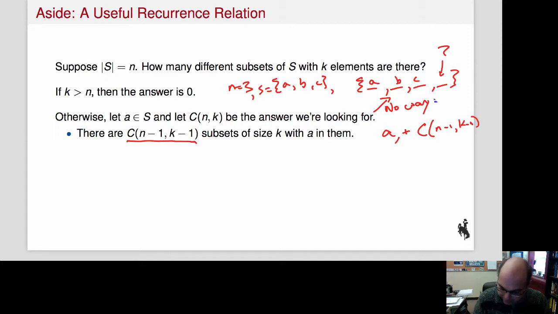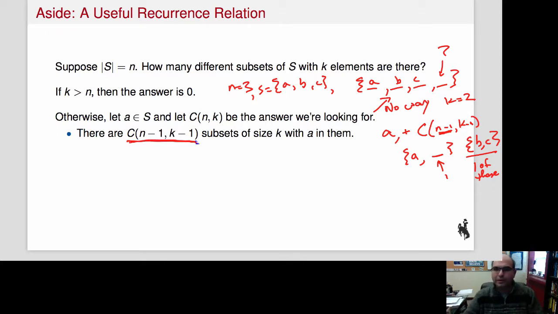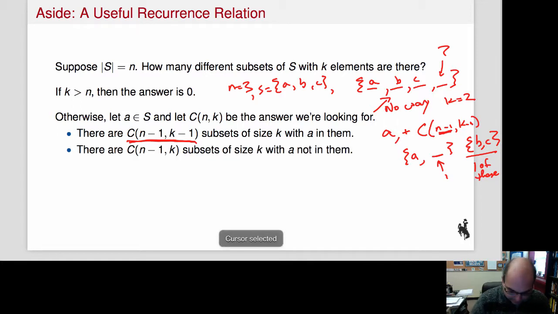In this particular case, let's say that k is equal to 2. I already picked A, so I only have one more element to fill in. What can I fill it from? From n minus 1 things. I can only pick it from B and C, so I have to select one of these. That's where this comes from. If I chose A, then I can only select k minus 1 elements, and I'm selecting them from the n minus 1 remaining elements of S. That's part of the answer.